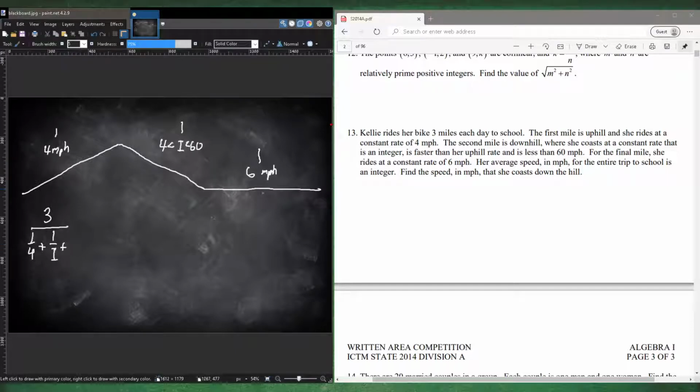And the time to go constant is 1 divided by 6. And that equals our average, let's call it capital A. And this is an integer. So let's simplify this all down.